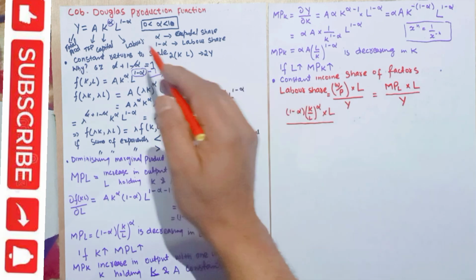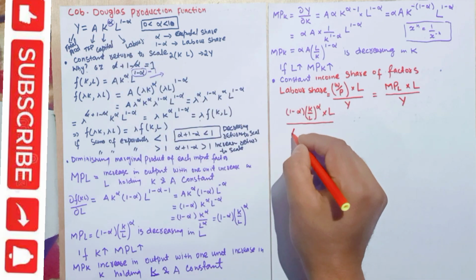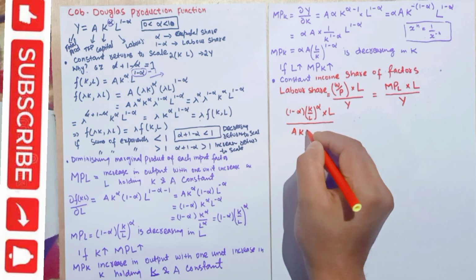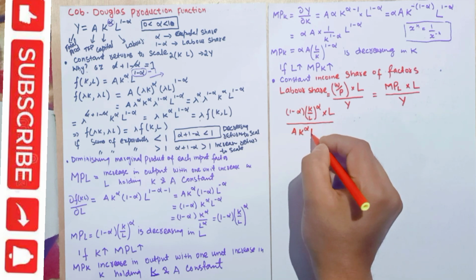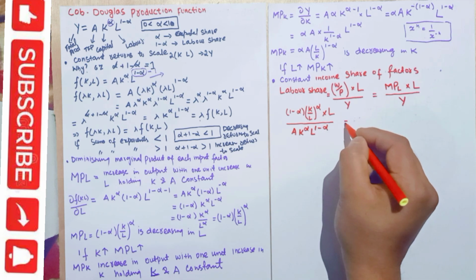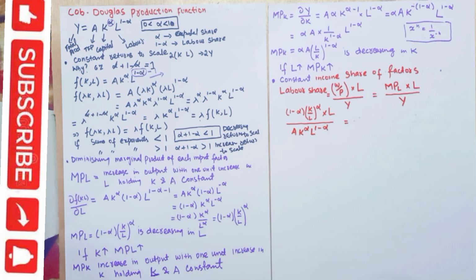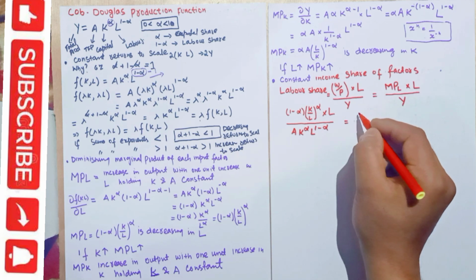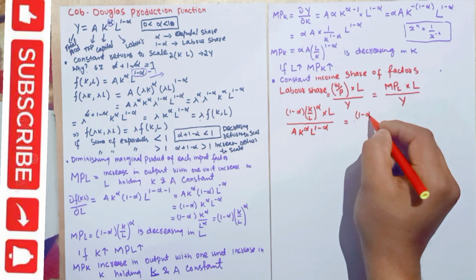Our Y is this A K to the power alpha L to the power 1 minus alpha. Now simplifying this, this will become 1 minus alpha.